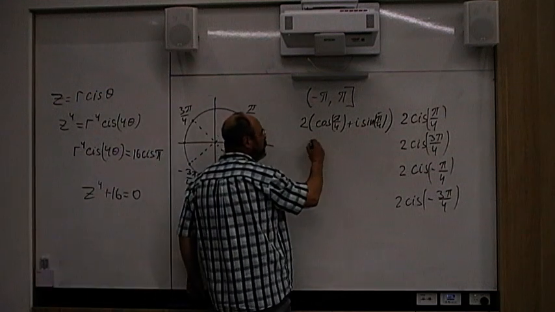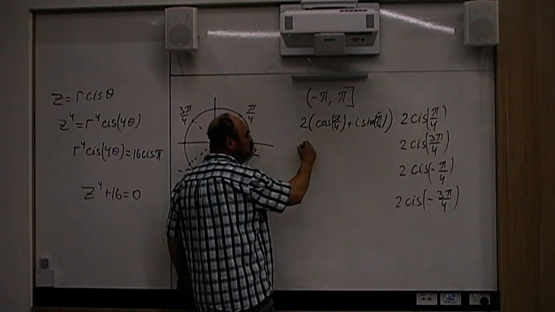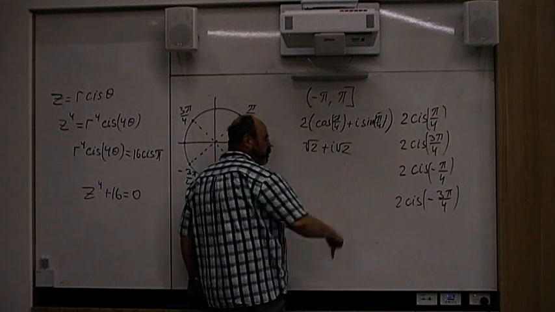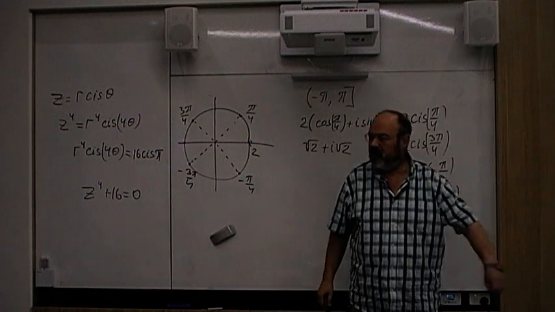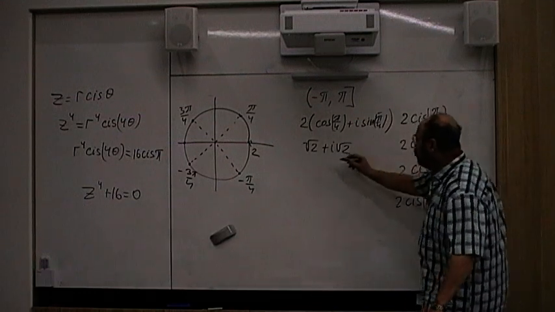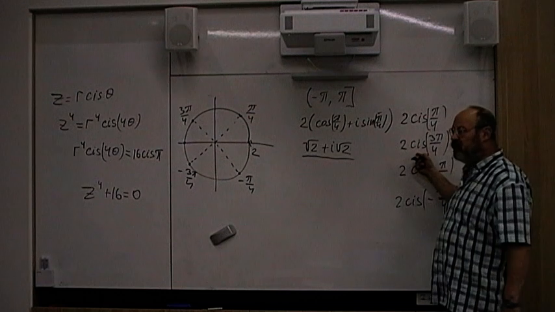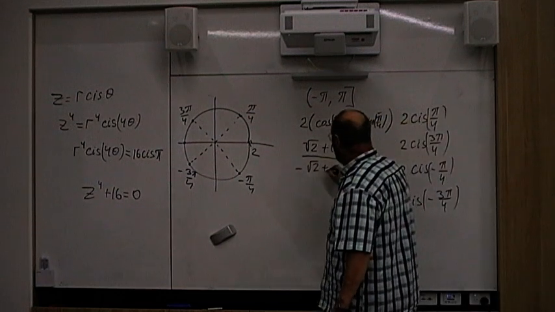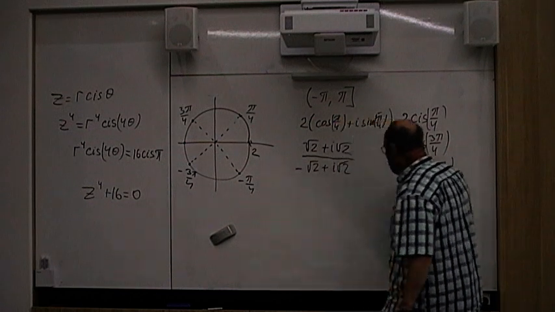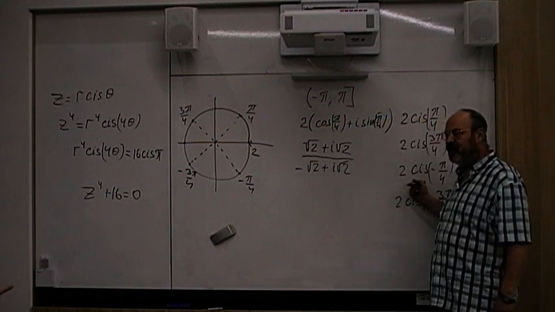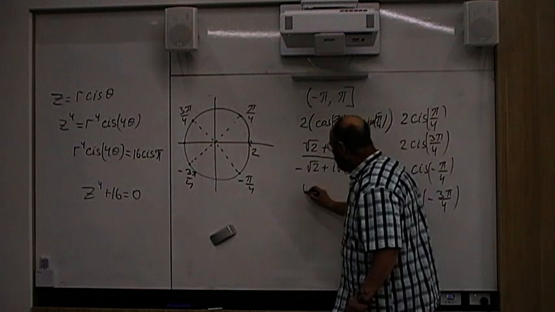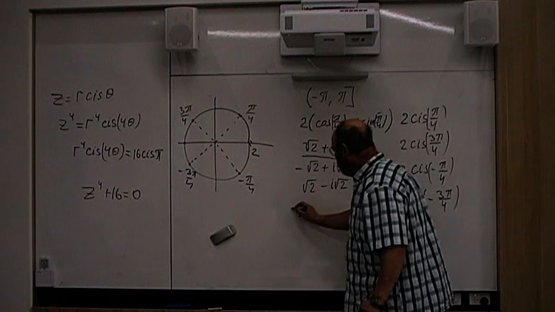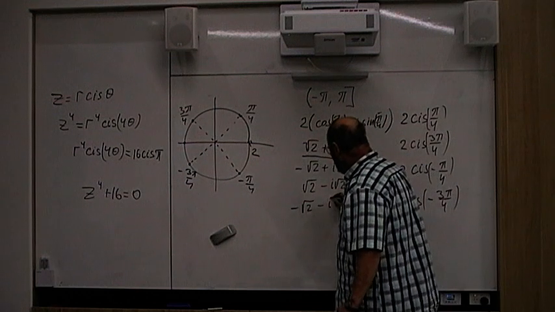Back to this, 2 times root 2 on 2 will be root 2 plus i root 2. What will be the next one? Can you tell me straight away? Negative root 2 plus i root 2. Next one will be root 2 minus i root 2. And the very last one will be negative root 2 minus i root 2.